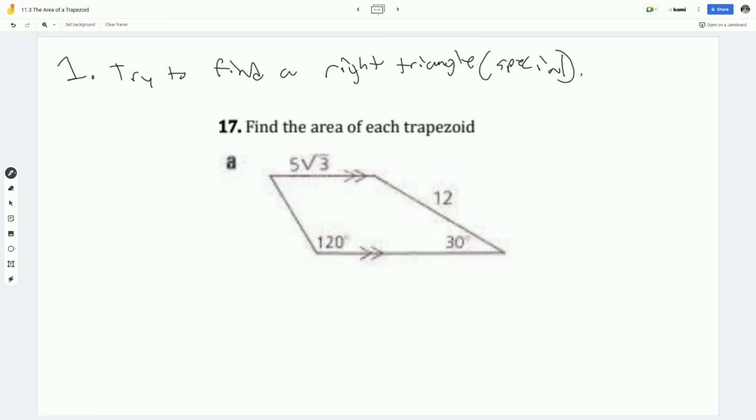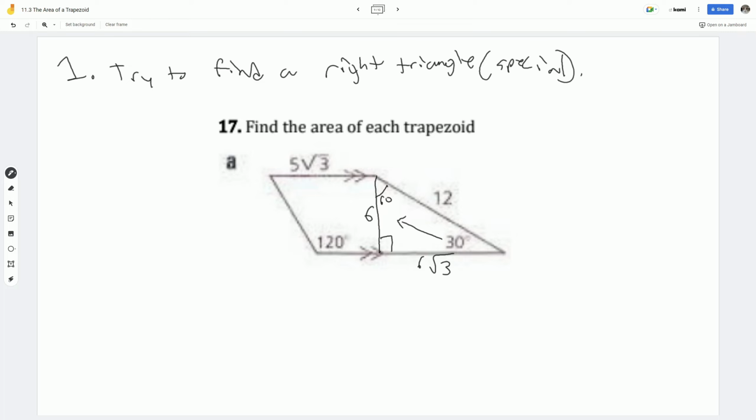Okay, so what I do first is I'd create a 30, 60, 90 triangle right here. 30 plus 90 is 120, 180 minus 120 is 60, so we know this is 60. The side opposite of 30 is always half of the hypotenuse. So we know this side is 6, which means this side would be 6 root 3.